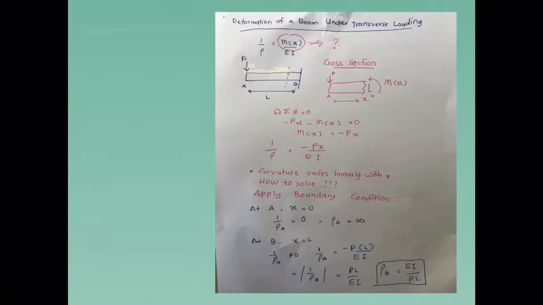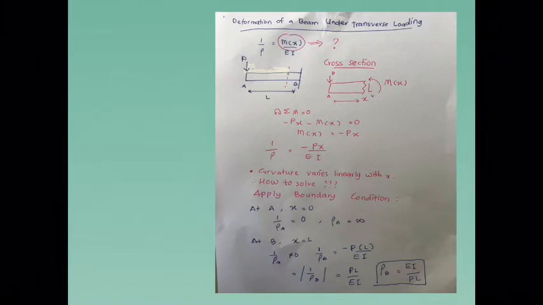How to solve this type of question? Now you have to apply the boundary condition. At A, x is equal to 0. You will get 1 over rho is equal to 0. So you will find rho A as infinity.